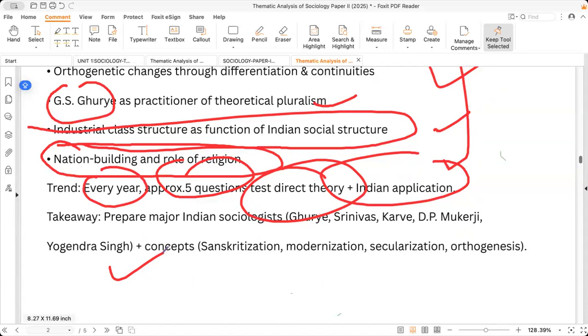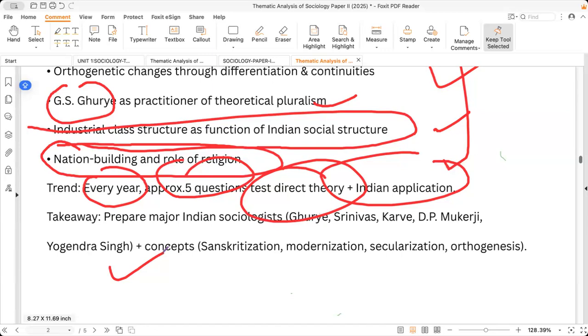So he has given a comprehensive analysis of how Indian tradition is changing. That is the concept that you need to understand. Also, the concept of Sanskritization is very important. Even if they are not asking directly, when they ask you about orthogenetic change, or how the caste system is undergoing a transformation, you will apply the concept of Sanskritization. Even consumer culture has an impact of Sanskritization.